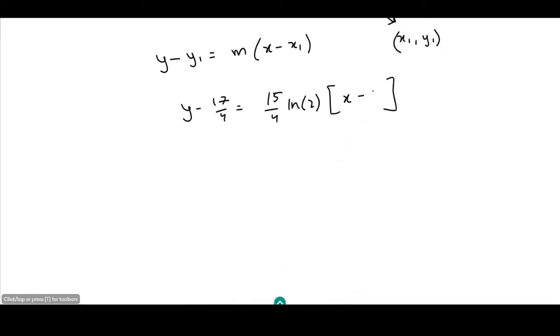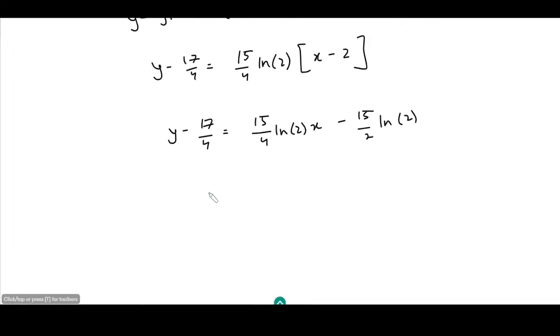So now this should be pretty simple to evaluate. So y minus 17 over 4 equals 15 over 4 ln of 2 times x minus 15 over 2 ln 2. Okay, and so the final answer is then y equals 15 over 4 ln 2 times x minus 15 over 2 ln of 2 plus 17 over 4.